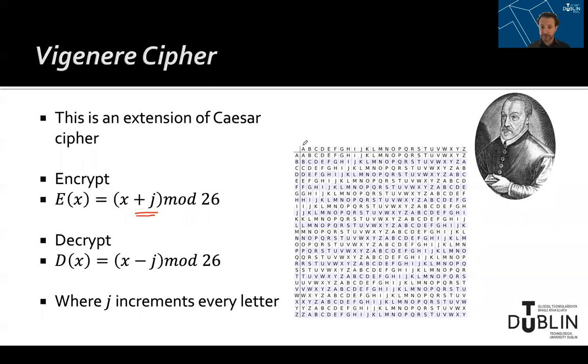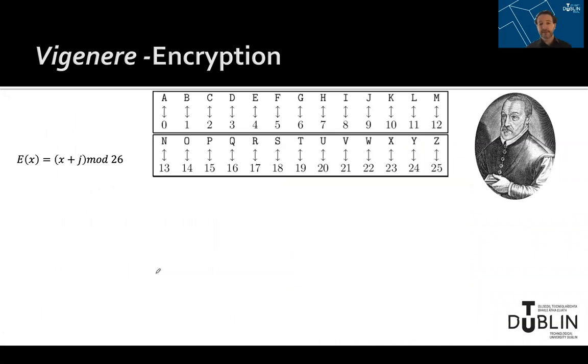So that's what this grid represents. All possible shifts. So A can be encrypted to every single letter from A to Z. B can encrypt to every letter from B to Z, A to Z. And so encryption is add J, decryption is minus J. So let's encrypt the name Caesar.